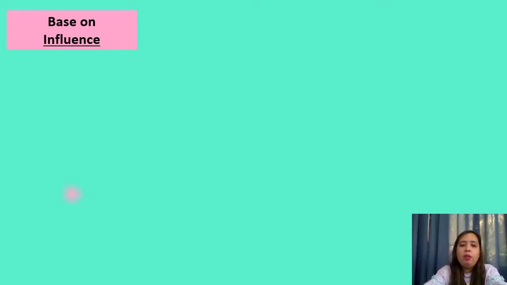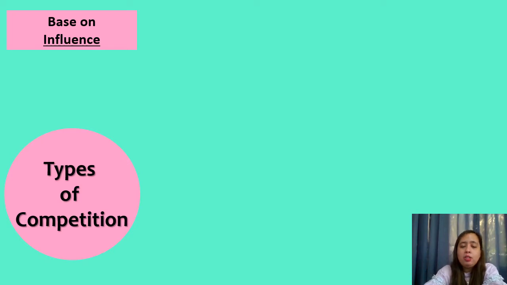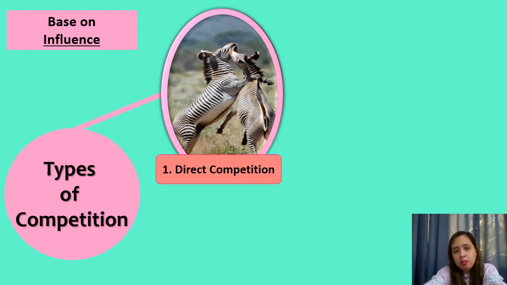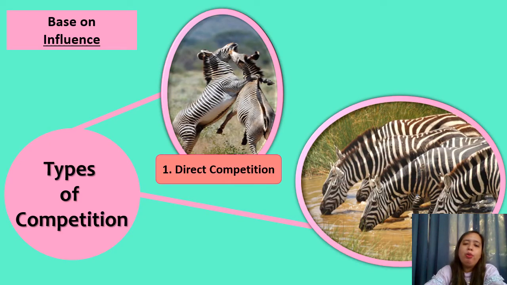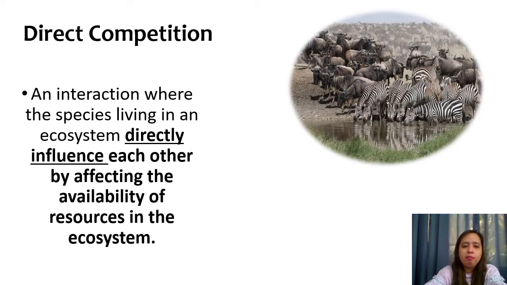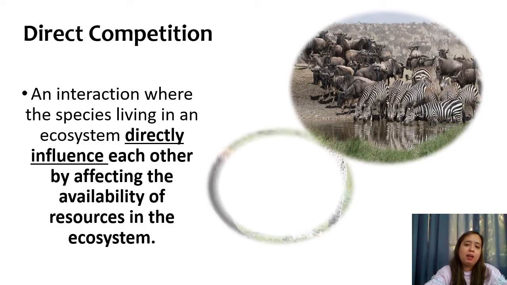Now, based on influence, we also have different types. Earlier, taxonomical. Now, based on influence. One, we have direct competition, as in direct, like fighting directly. Two, we have indirect competitions. What does this mean? When you say direct competition, an interaction wherein there's a direct influence of each other by affecting the availability of resources in the ecosystem.